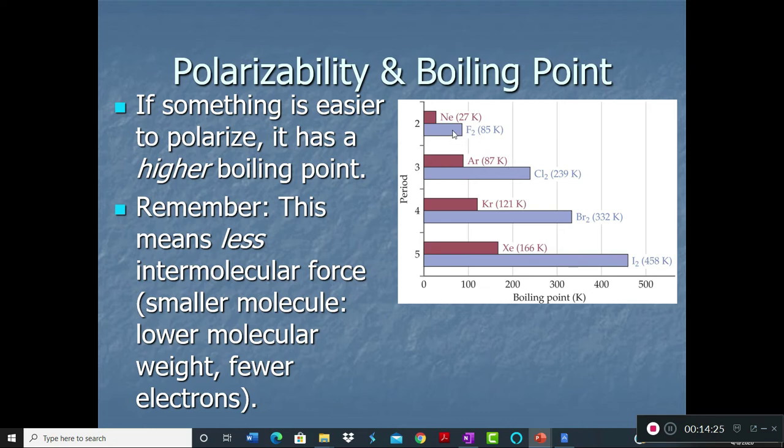Now, why did they pick those? Well, those are atoms that have pretty similar molar masses. Well, fluorine, having 2 atoms, is more polarizable. Chlorine, having 2 atoms, is more polarizable. Bromine, having 2 atoms, is more polarizable. So the more polarizable they are, the higher the boiling point. The more attraction there is, the more energy it takes to break them apart. Remember, it says here, remember that the less intermolecular forces, the smaller molecules, the lower molecular weight, and the fewer the electrons. It's all about the electrons. It's more about the electrons than anything else.